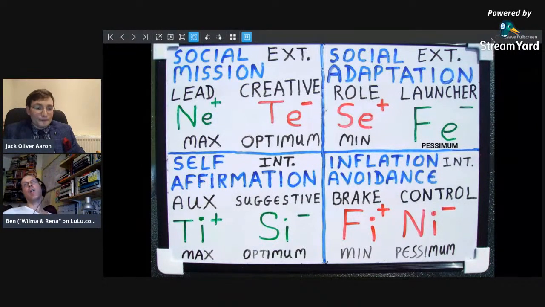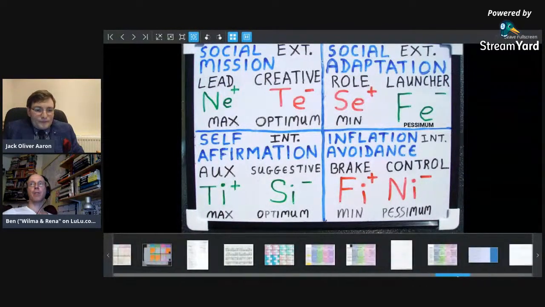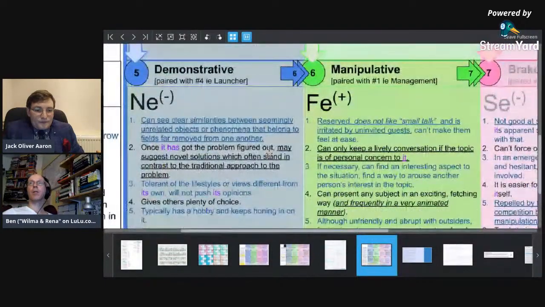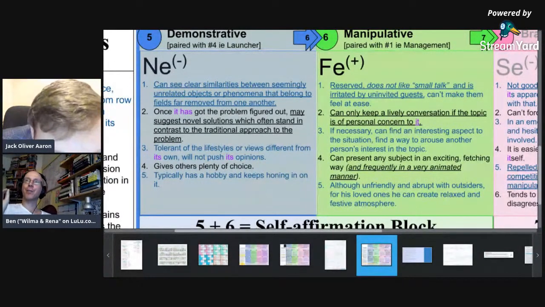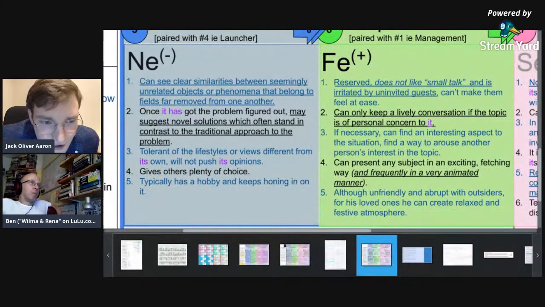Okay. Now, yeah. I have that graphic, I believe, up here, and we went through this in the first. Is that it? That might be it. Yes, here we go. Reserved, does not like small talk and is irritated by uninvited guests. Can't make him feel at ease. So in that case, not on your territory. But number two. Fear. Number two is conditional. Can only keep a lively conversation if the topic is of personal concern to it. Okay. So again, limitations, fair enough. I know the limitations.